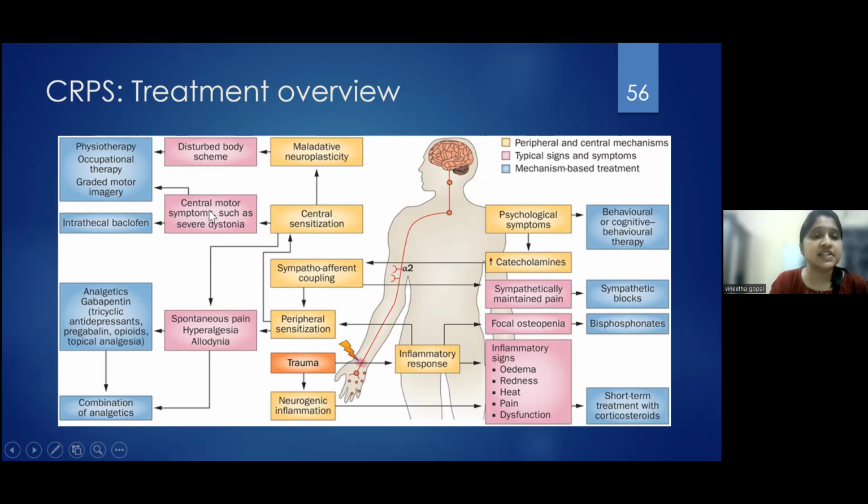If the patient has significant motor symptoms like dystonia, at the final stages there will be atrophy and dystonia, then intrathecal pumps or intrathecal baclofen can be tried. And physiotherapy and psychotherapy should be there throughout the management of CRPS, from the beginning to the end. Okay, so that's it. We come to the end of CRPS also.